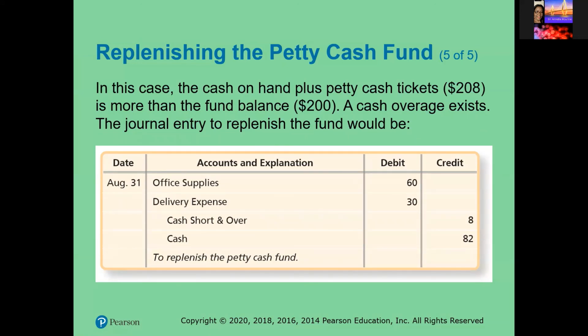We know that the total debits are $90. That's the $60 plus the $30. We know the check to replenish the fund was still $82, which is a credit to cash, because the fund balance should total $200, and there was $118 in the petty cash box. So for this situation, we need an $8 credit to make the journal entry balance, a gain which is credited to cash short and over.